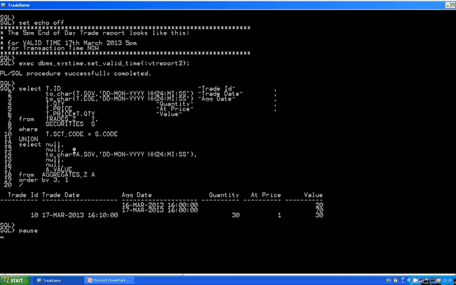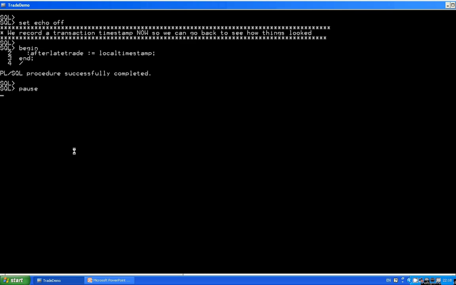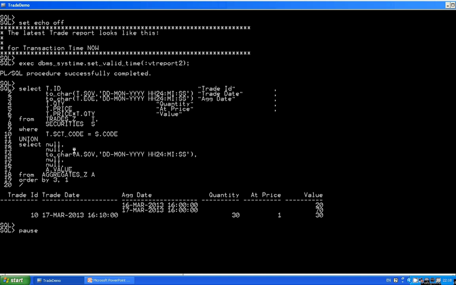If we now run the report at 5 PM, we can see that the report is still correct. We've got 2 aggregates and trade 10, and trade 8 has been slotted into the second aggregate that had assumed that we'd already received trade 8, and therefore the value has not changed. If we make a quick transaction timestamp just after the late trade, we can now see that if we run the report at 5 PM on the second day, this is the current state of the system: 2 aggregates, and 1 trade that's not been aggregated yet.